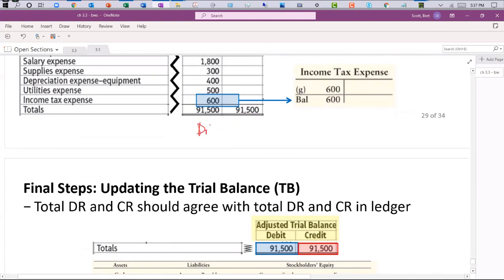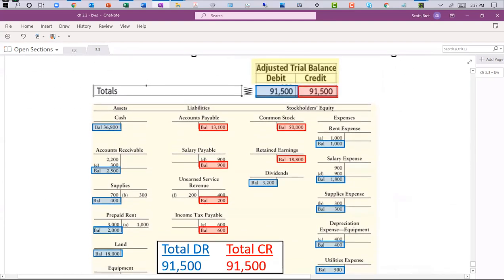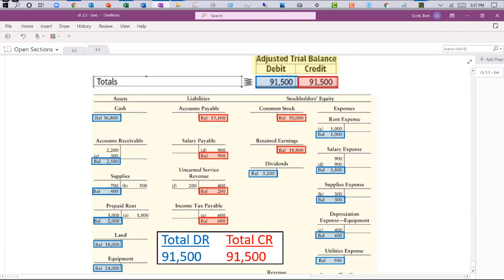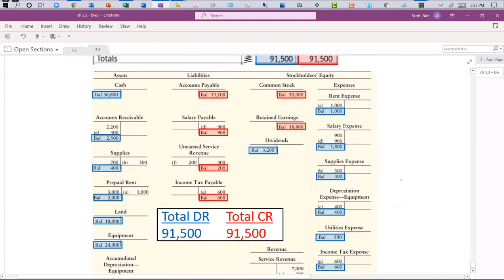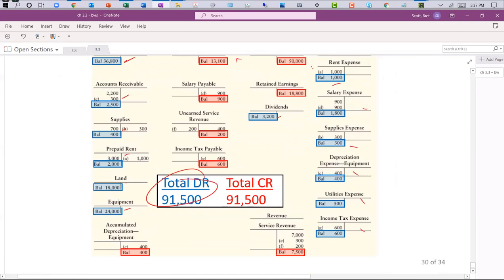Notice we still have the debits equal the credits, right? How might we want to use that when we look at the trial balance overall? I don't recommend you do this. It's a lot of work. But you could go back into the ledger and add up all the debit balances. And if you did, you would come up with a total of 91,500. Do the same thing with all the credit balances. 91,500 generally means that you've done it right.